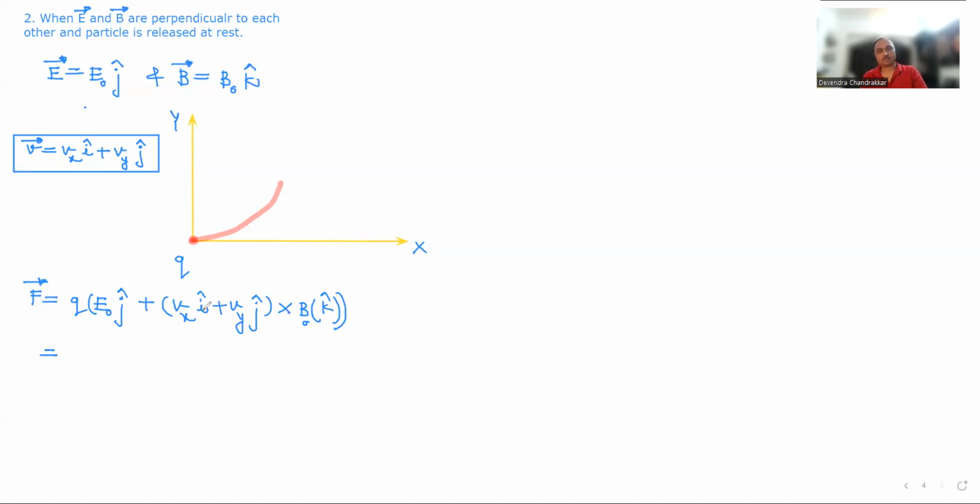So now I cross J is what? I cross K is what? I cross K is minus J. So when we segregate it, what we get is Q times (E naught minus Vx B) J cap plus Q Vy B naught I cap. J cross K is what?